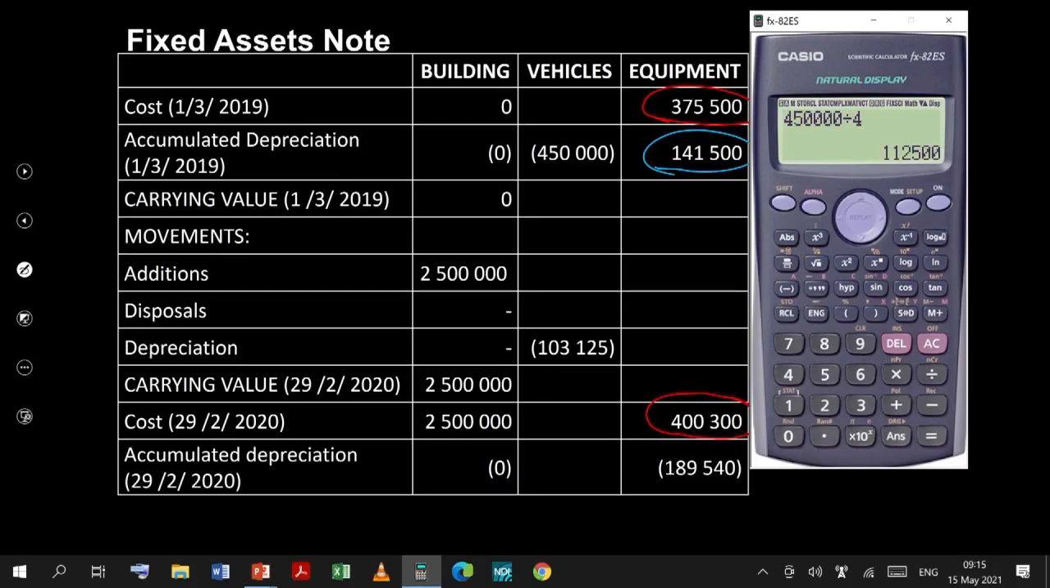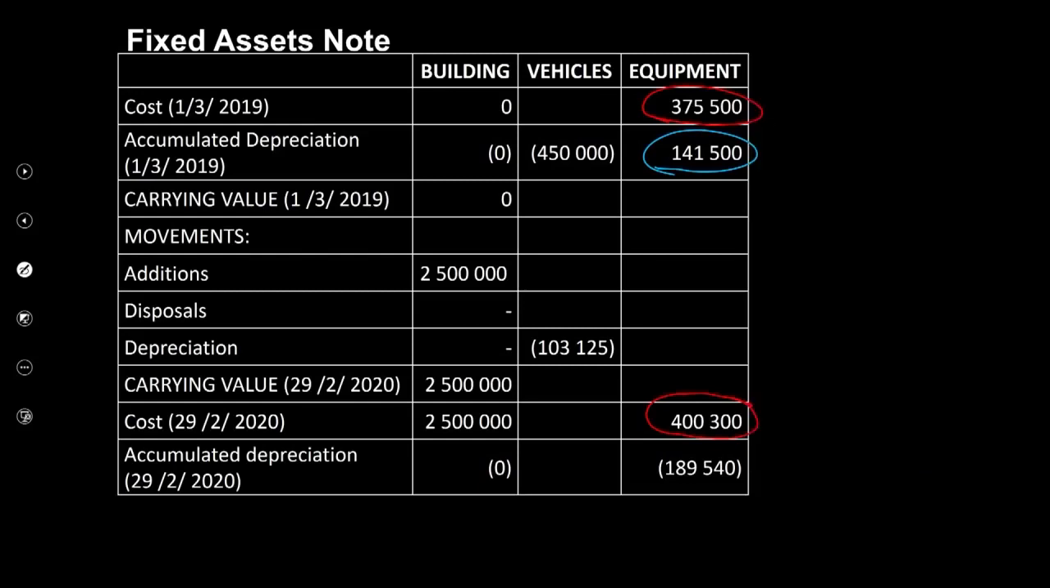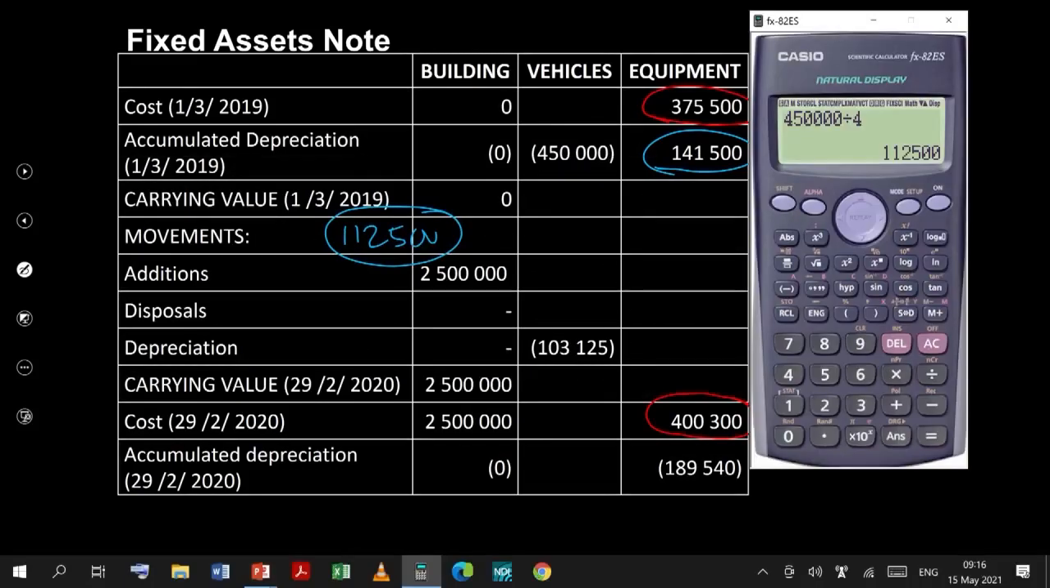Let's just write this figure down here. So we keep it aside, we're going to use it. It will be the 112,500, right? And then we take the cost price, which we said was 750,000 divided by 4, gave me a figure of 187,500 minus your 112,500. Clearly you can see it was 75,000, right? That was your carrying value. And then obviously your current year's depreciation had to be calculated.